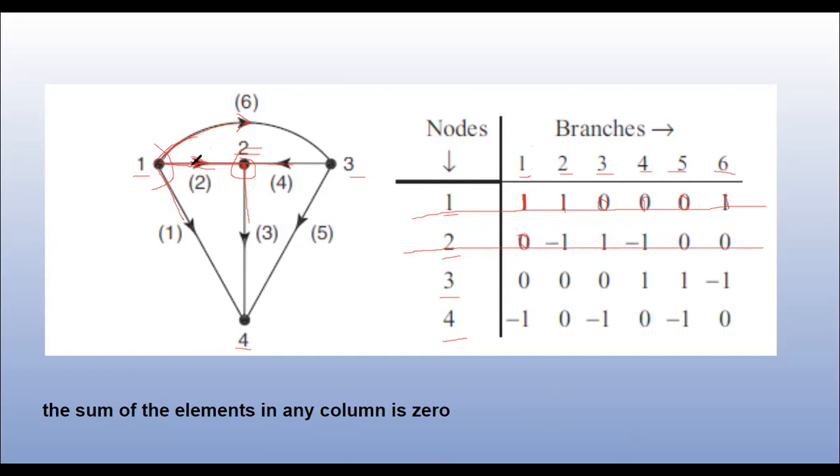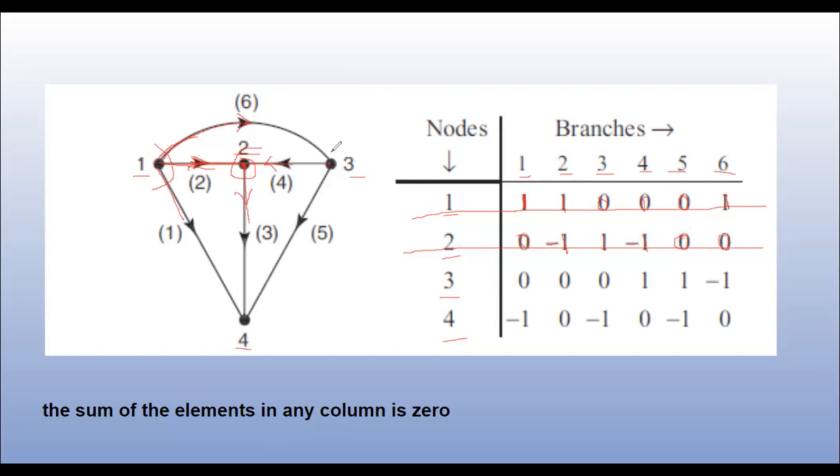Branch number 2 is coming towards the node number 2. It is oriented towards the node number 2. That is why we will have -1. Branch number 3 is oriented away from the node number 2. So you will have +1. Branch number 4 is oriented towards the node number 2. So you will have -1. Branch number 5 and 6 are not incident on node number 2. So we are having zeros over there.